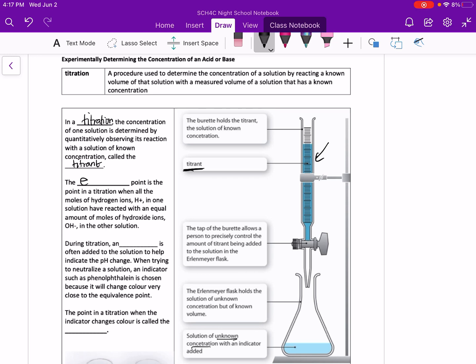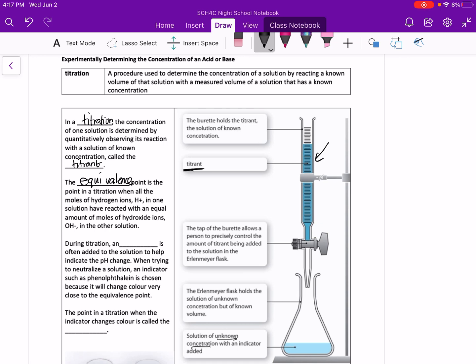The equivalence point is the point in a titration when all the moles of hydrogen ions in one solution have reacted with an equal amount of moles of hydroxide ions, OH-, in the other solution. So that's the equivalence point.